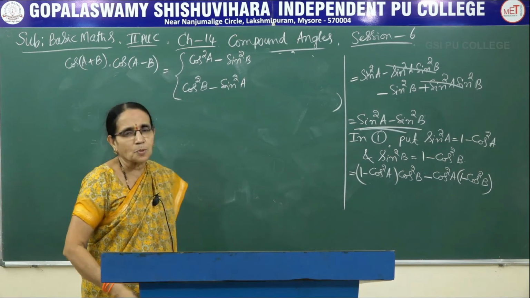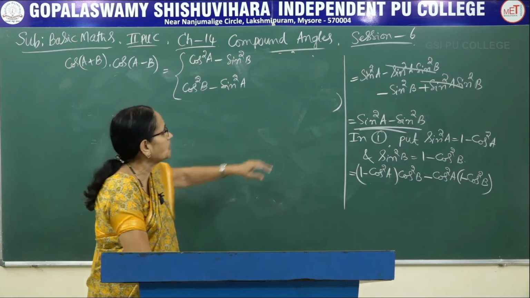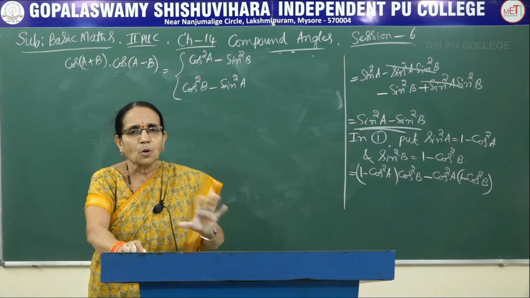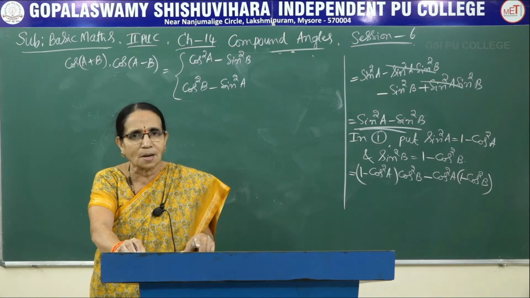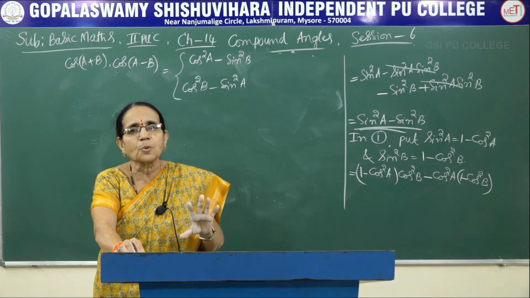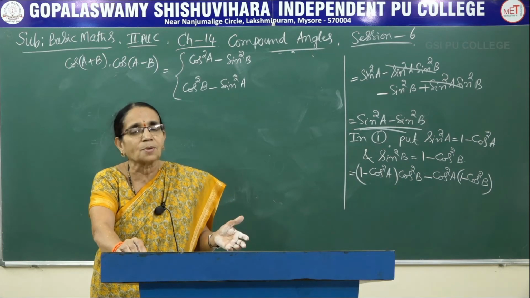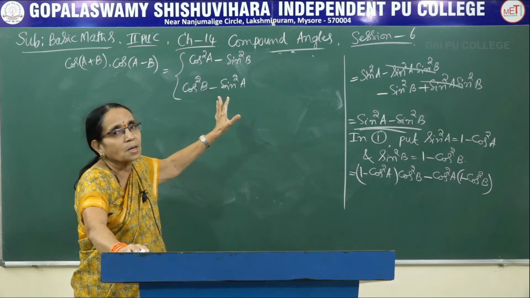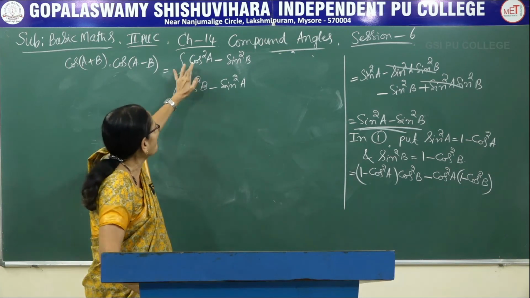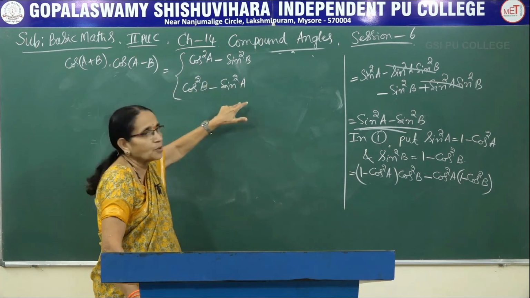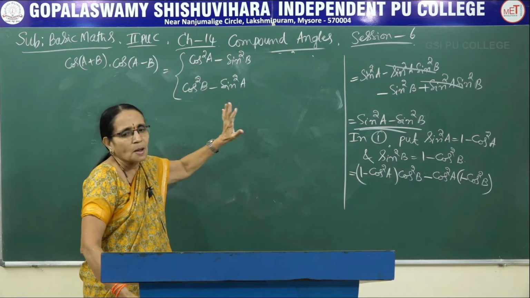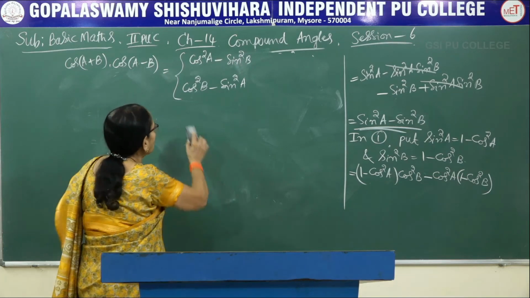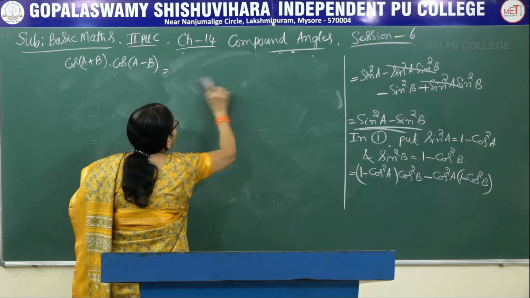See, in the previous problem, we had sin(A plus B) into sin(A minus B). So, the first answer was purely in terms of sin square A minus sin square B. The second answer was purely in terms of cosine terms, that is cos square B minus cos square A. Here, both of them contain both sine and cosine. First the cosine function comes, then the sine function comes. The procedure is the same. We start with the left hand side, apply the compound angle formula, and then try to get the results one by one.